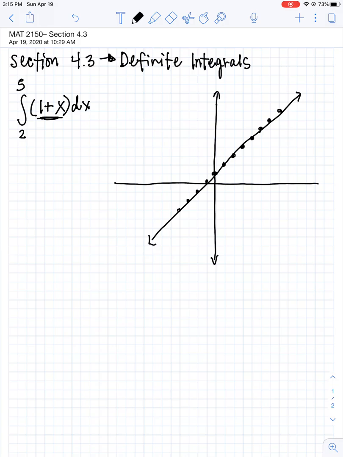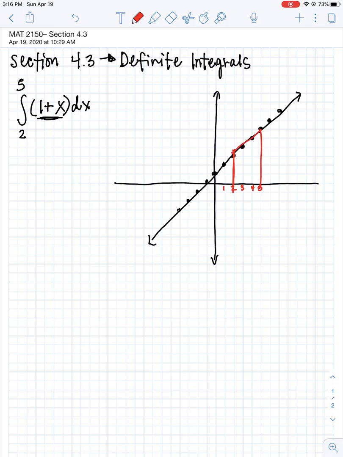This is the very first example I gave you for section 4.2. I asked you to find the area of 1 plus x from 2 to 5. I've got the 1 plus x line up here. This is the 1 plus x line, and we are looking at this function from 2. So this is 1, 2, 3, 4, and 5. We're looking from 2 to 5. We've already done this problem, so I'm going to go through it quickly.